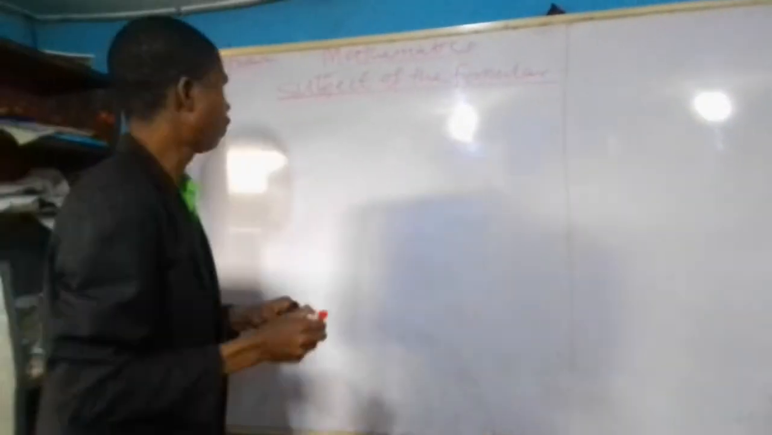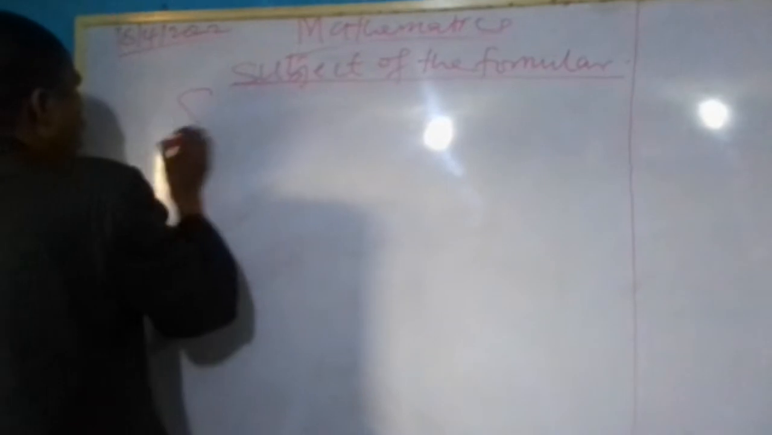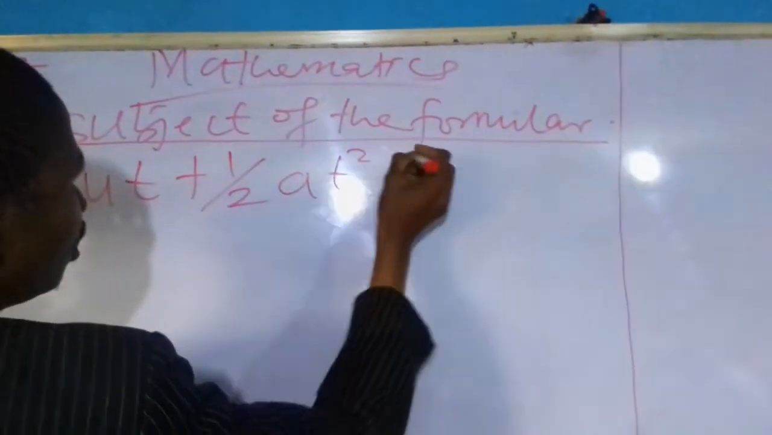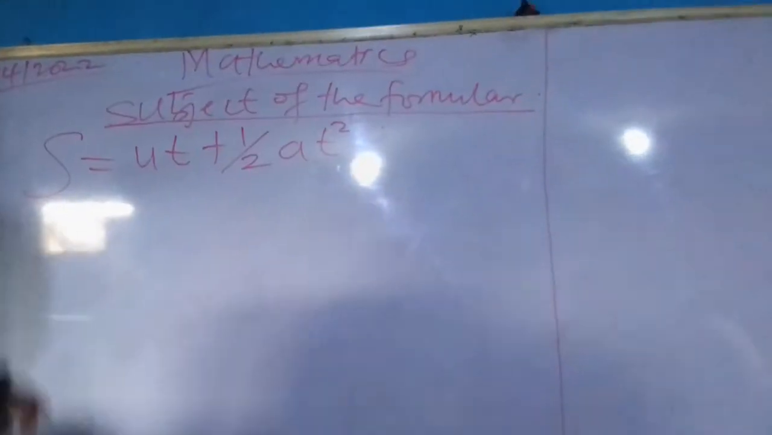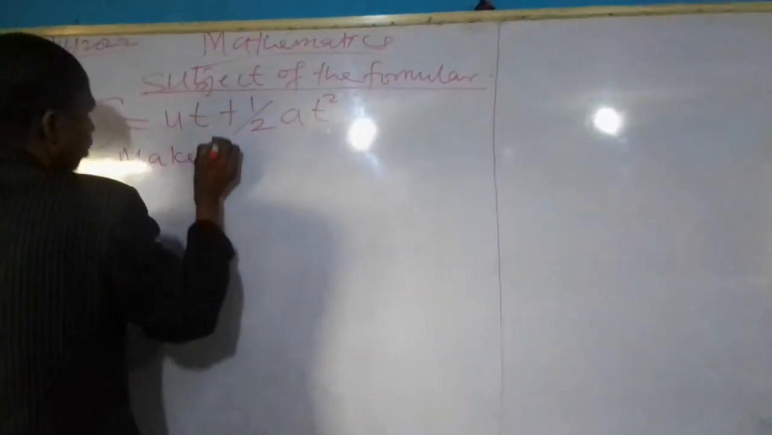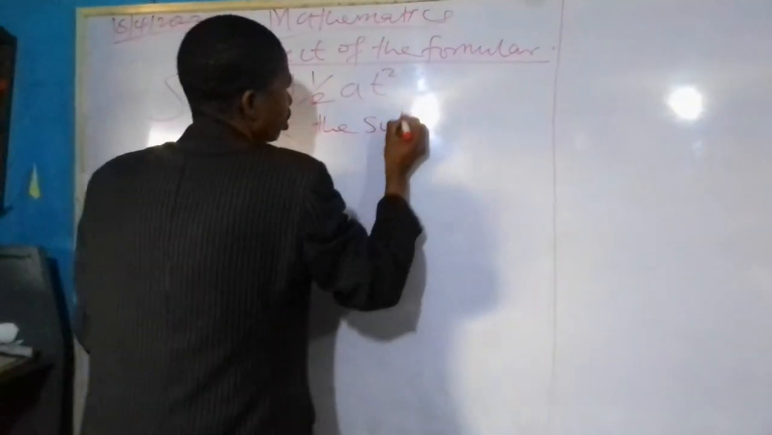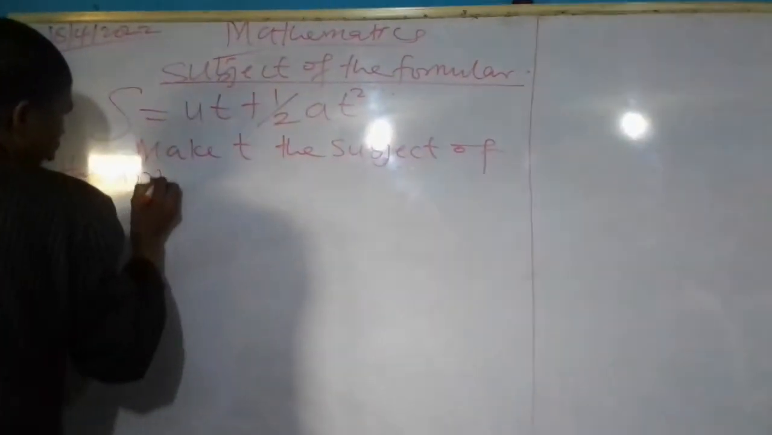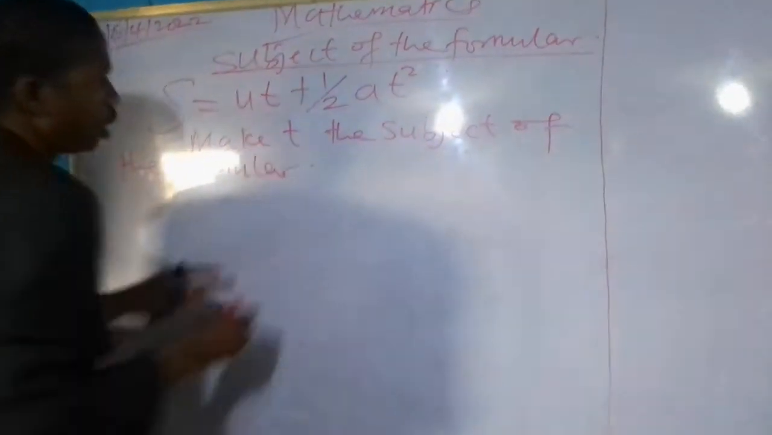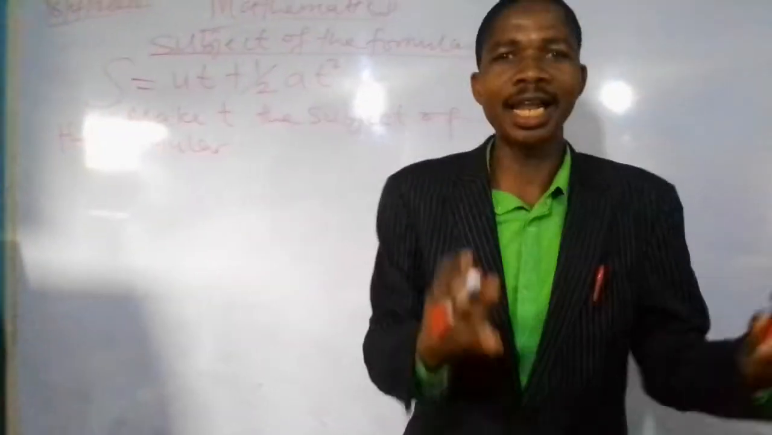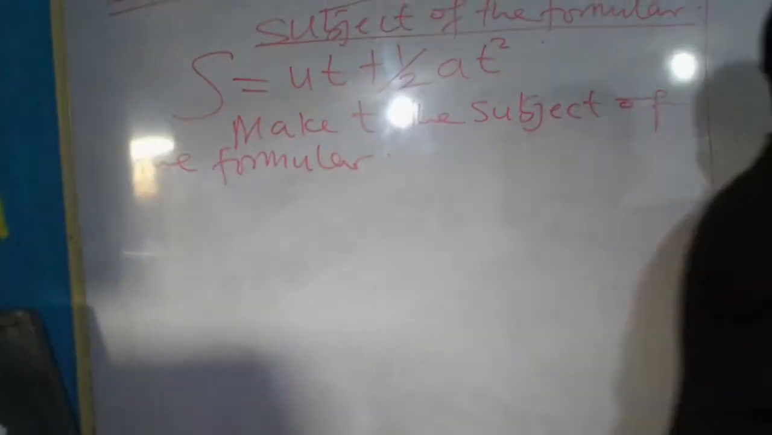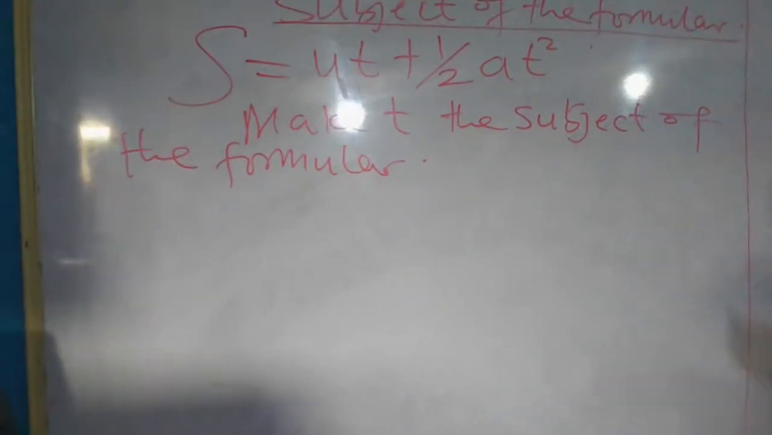own. For example, we have S is equals to UT plus half AT squared. You have to make this the subject of the formula. Make T the subject of the formula. Allowing T to stand on its own means that we make sure that T should live on its own.